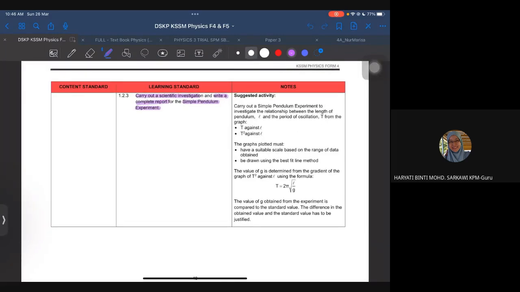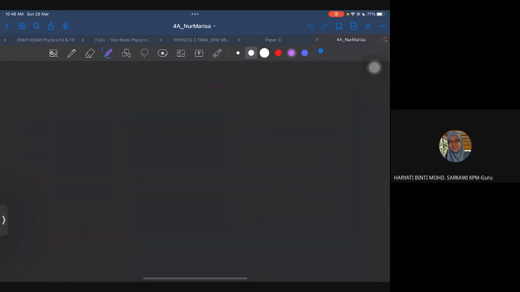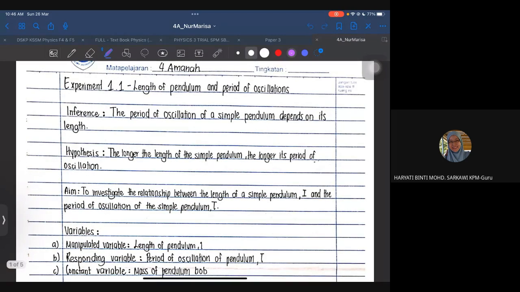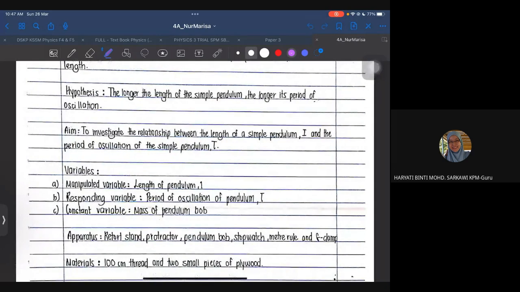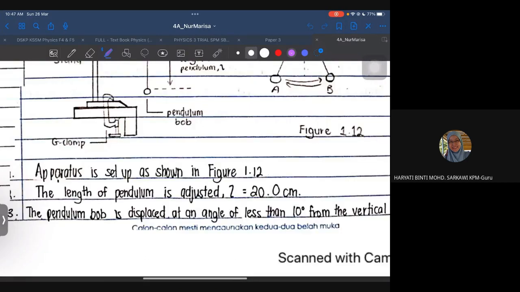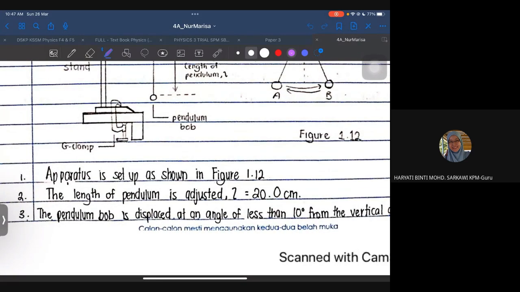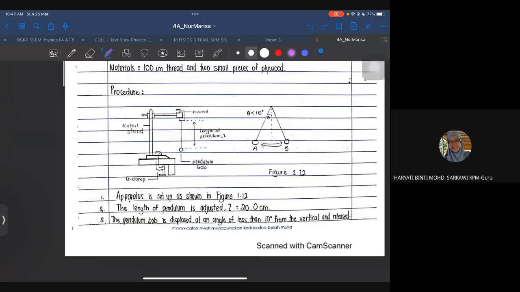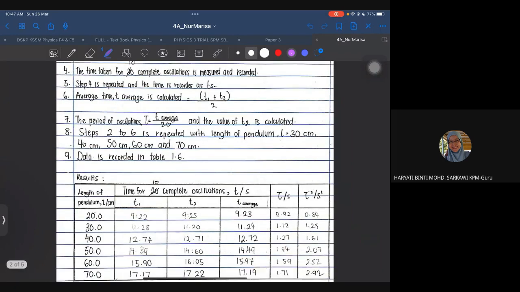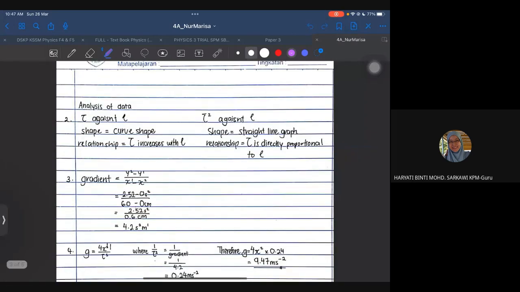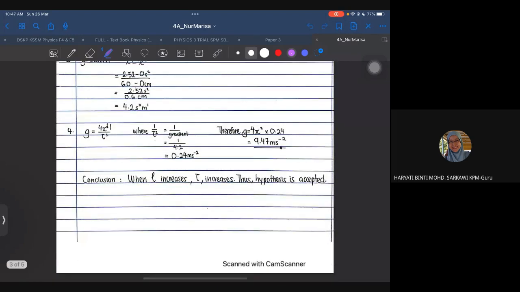So cadangan cikgu, next week you can already write your report. This is done by your senior using school foolscap paper. You write your name. This one yang lain boleh salin, just like your textbook lah. Okay, inference, hypothesis, aim, variable, apparatus, material, then diagram. Then you see how she wrote in passive voice. The length of the pendulum is adjusted to 20 cm. The pendulum is displaced at an angle less than 10 degrees from the vertical axis and released like that. Then you see the data that she got, 20 oscillations. Then calculate the gradient, and then plot the graph.